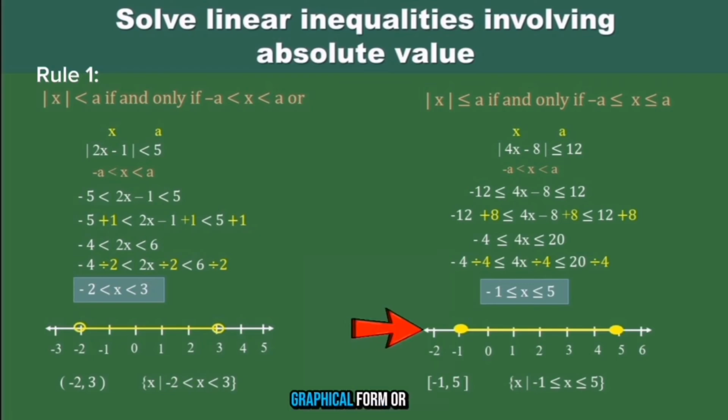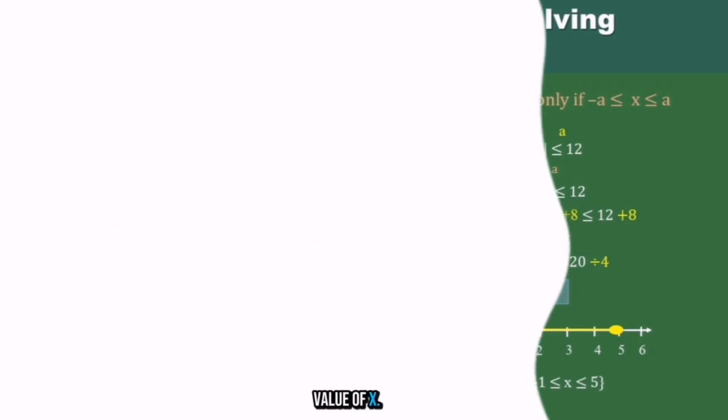Lastly, we have graphical form or graphical method. How to do it? Draw a number line, put solid circles at negative 1 and 5 because we do include these numbers. Draw a line connecting the two circles. Meaning to say, the closed circles or the solid circles show that negative 1 and 5 are part of the solution, or the possible values of x.